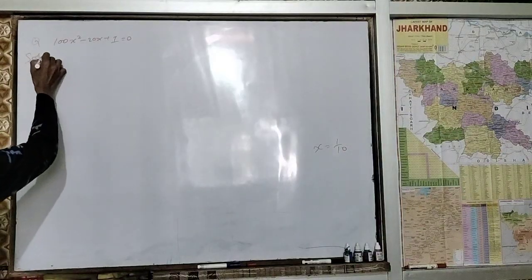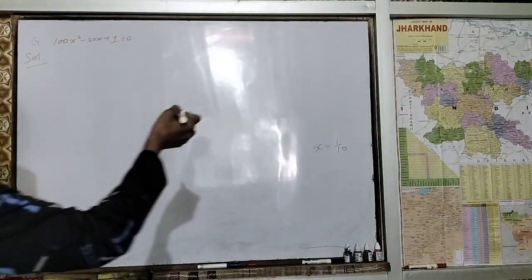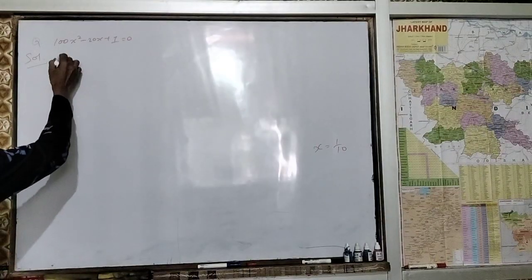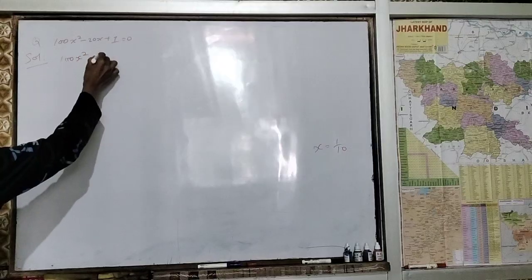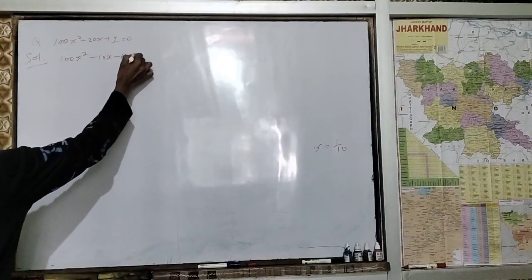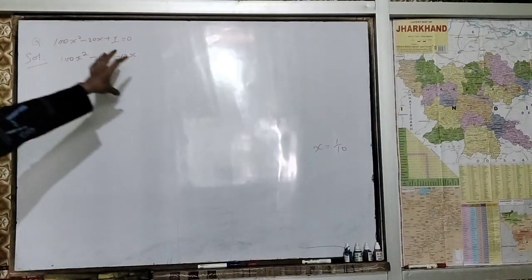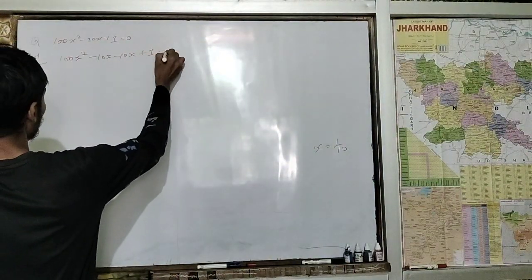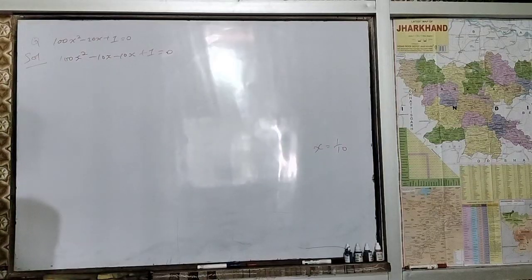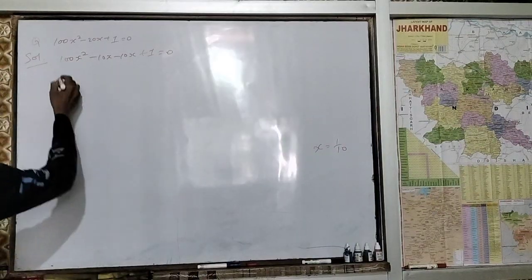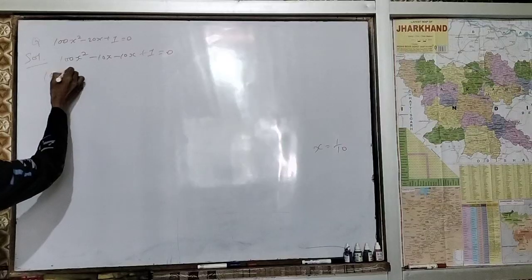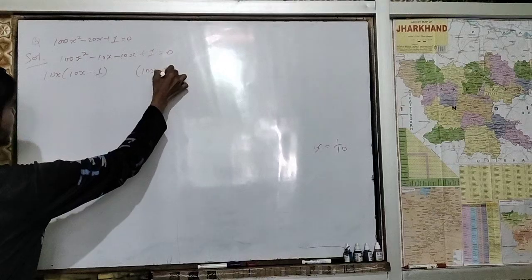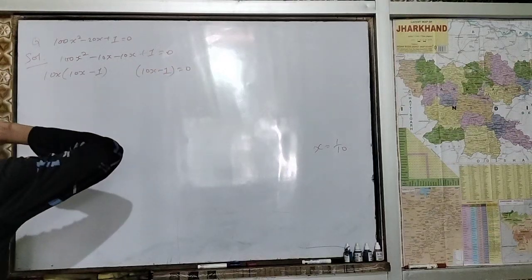Look at over here. 10 tens are 100. Can we say that 10x square, it will give us minus 10x, minus 10x. Sum of this is coming as minus 20x. Next term is plus 1 is equal to 0. We got 4 terms. In this, what is common? 10x common. 10x minus 1. 10x minus 1. This is equal to 0.